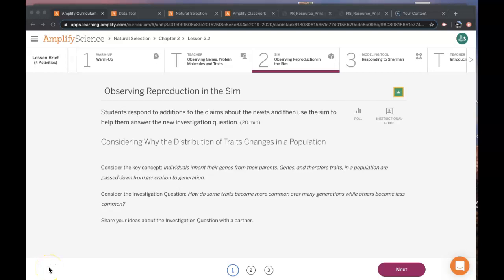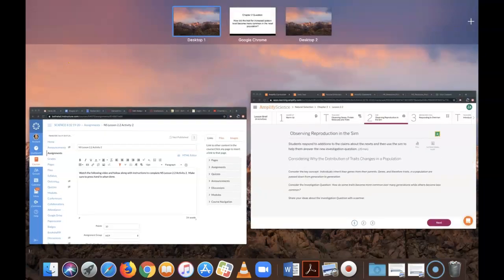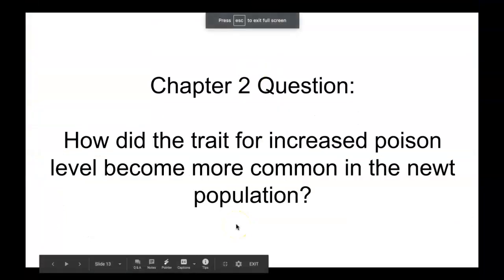This is Natural Selection Lesson 2.2, Activity 2. So let's take a look at the Chapter 2 question.